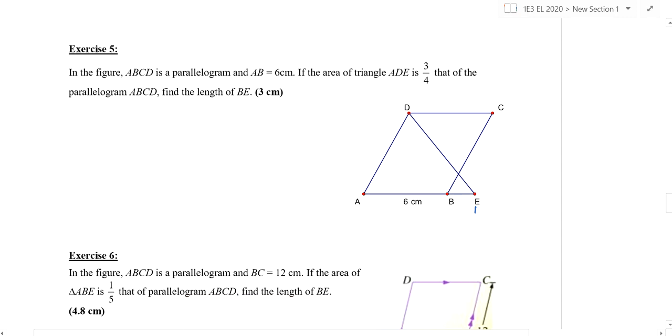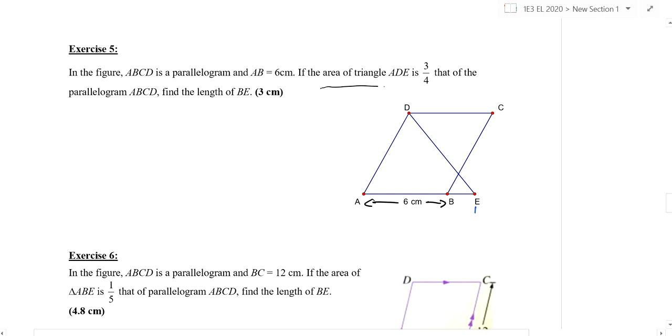In exercise 5, we have another parallelogram ABCD where AB is 6 centimeters, and the area of triangle ADE is 3/4 that of the parallelogram. Find the length of BE. Okay, we don't have much information given, but what is provided is already sufficient. Let's see what we can interpret from this question.